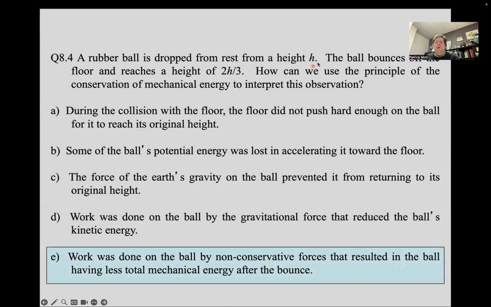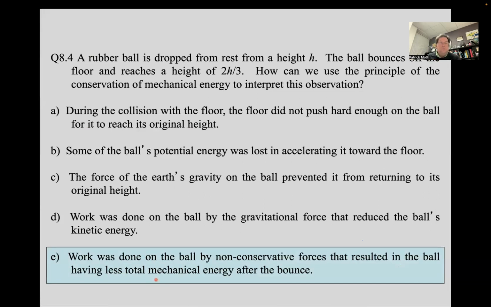All right, so it started with a certain amount of gravitational potential energy, mgh, hit the floor, and then bounced. After the kinetic energy is converted into gravitational potential energy again, you can see you've lost some energy because it only goes to 2/3 of h. Why? There were non-conservative forces that did work on the ball, and it lost mechanical energy in the process of bouncing.